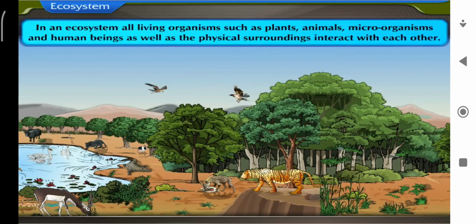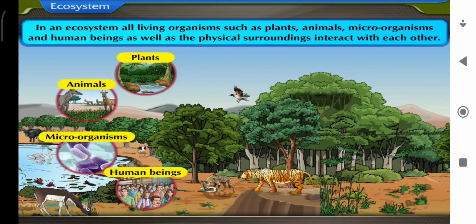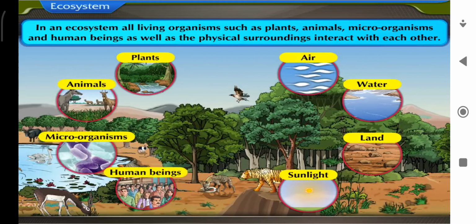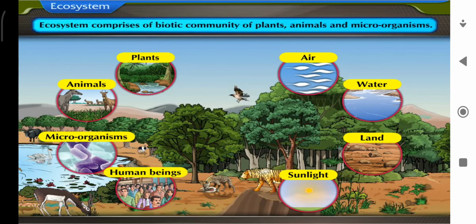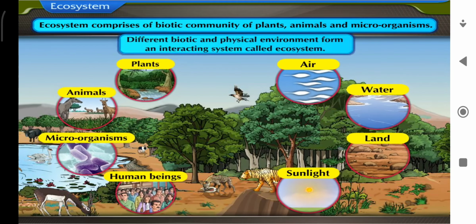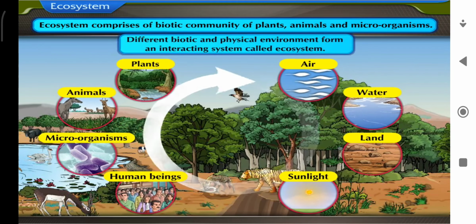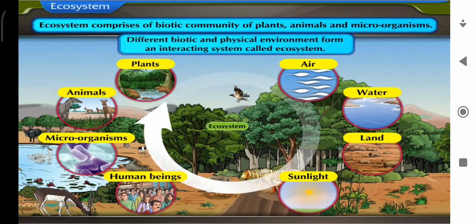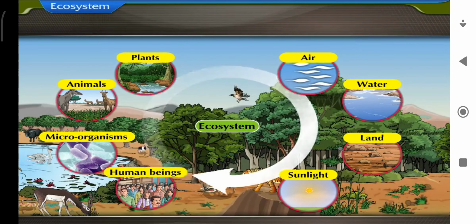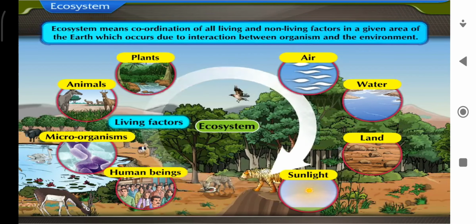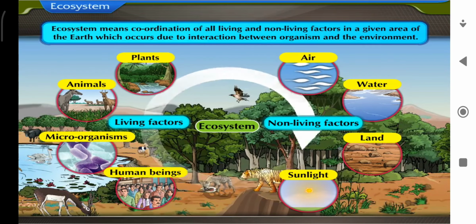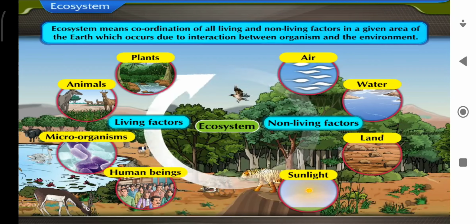In an ecosystem, all living organisms such as plants, animals, microorganisms, and human beings, as well as the physical surroundings, interact with each other. An ecosystem comprises a biotic community of plants, animals, and microorganisms. These different biotic components and the physical environment associated with them form an interacting system called an ecosystem. Thus, ecosystem means coordination of all living and non-living factors in a given area of the earth, which occurs due to interaction between organisms and the environment.